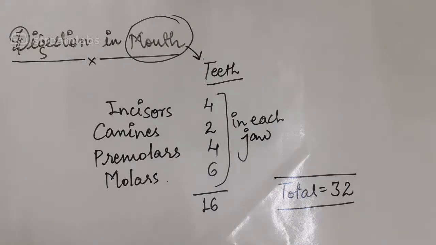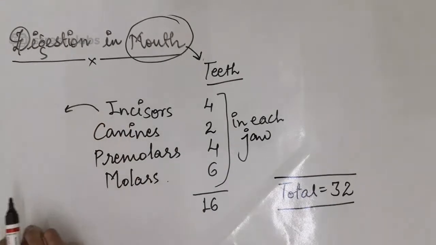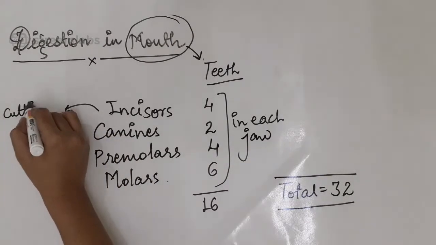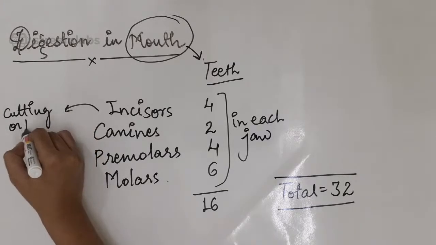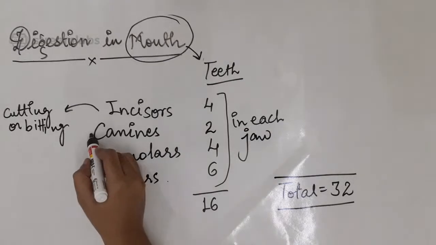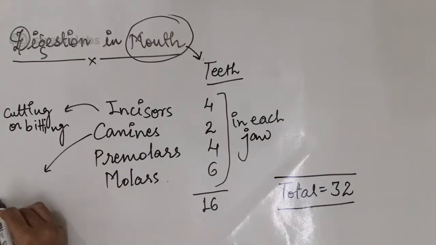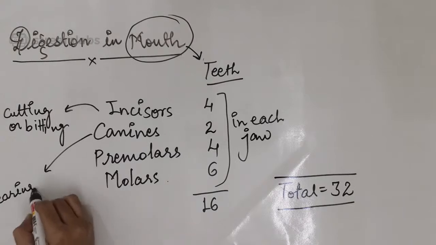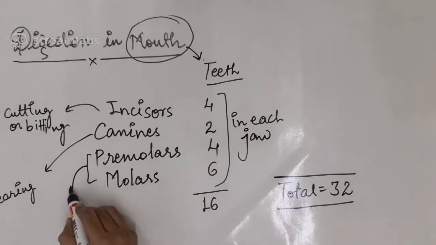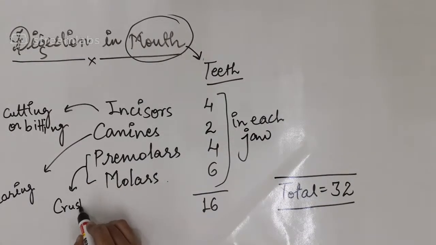Incisors are used for cutting or biting the food. Canines are used for tearing the food. Premolars and molars both are used for crushing and grinding the food.